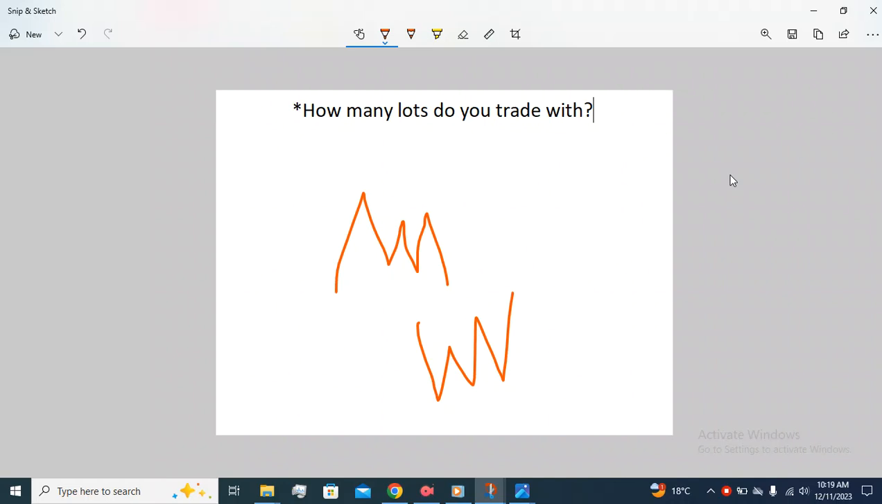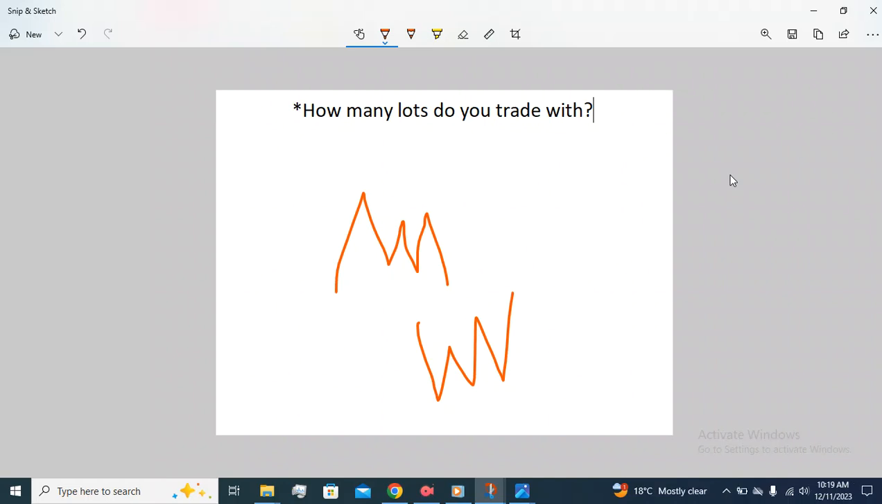How many lot size do you trade with, or how much lot size do you use in your trading? Is a common question that traders ask themselves and ask their colleagues. And personally, if asked that question, I don't think that is the right question to ask, because I don't think there is a specific lot size that someone is supposed to trade with.